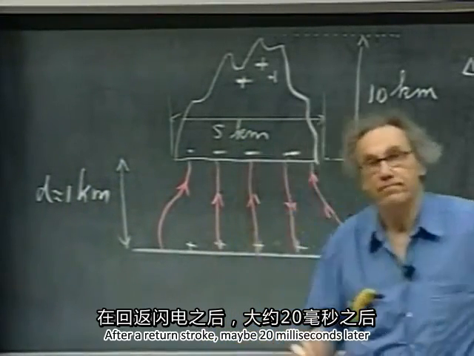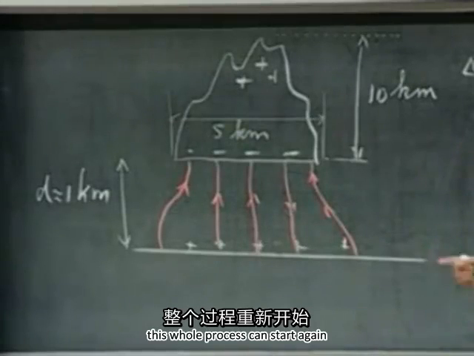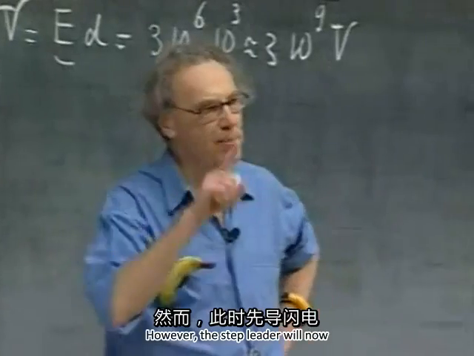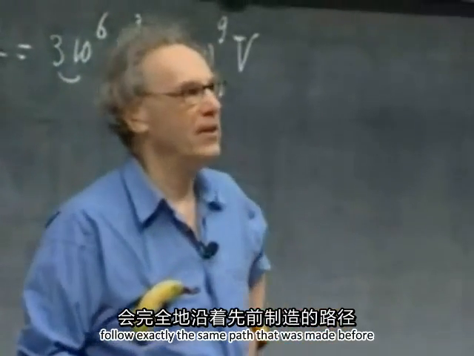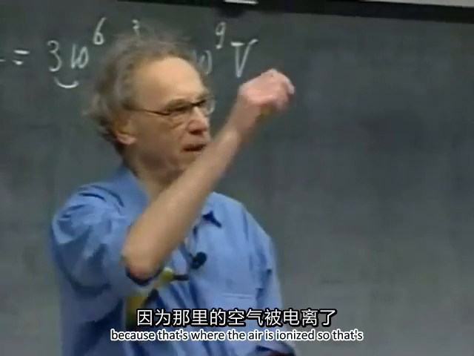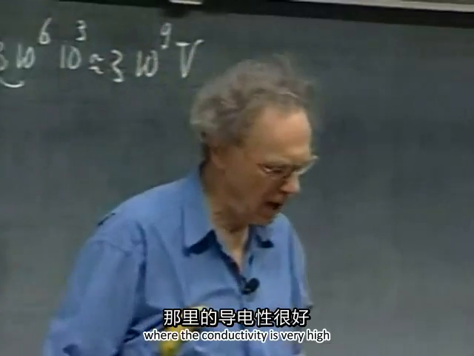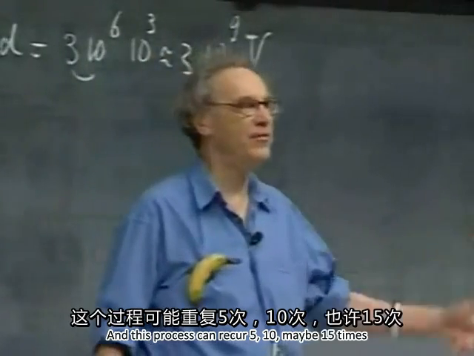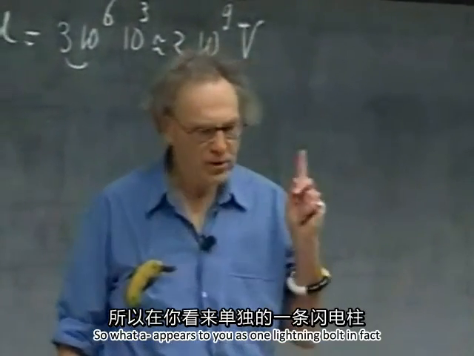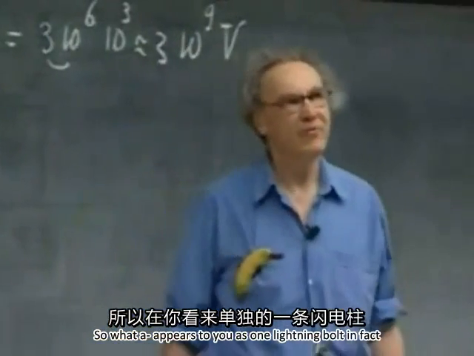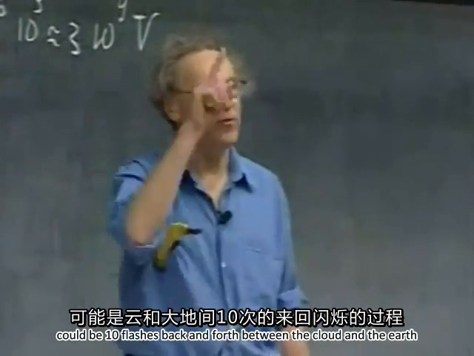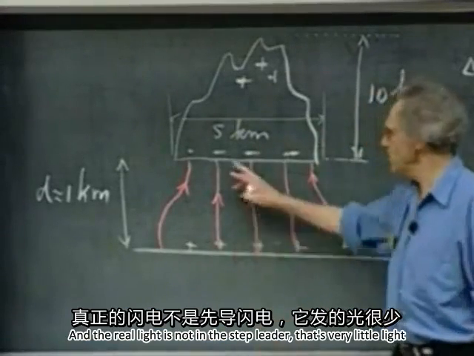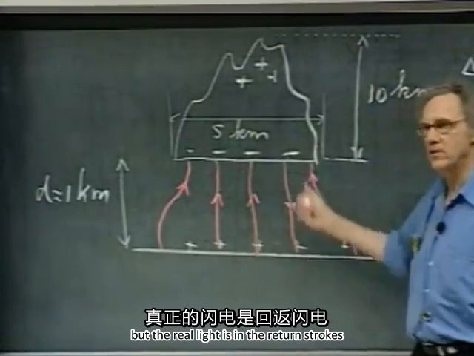After a return stroke, maybe 20 milliseconds later, this whole process can start again. You can get a step leader and you can get the return stroke. However, the step leader will now follow exactly the same path that was made before, because that's where the air is ionized, so that's where the conductivity is very high. So that's the easiest way to go. And this process can recur 5, 10, maybe 15 times. So what appears to you as one lightning bolt, in fact, could be 10 flashes back and forth between the cloud and the Earth. And the real light is not in the step leader, that's very little light, but the real light is in the return strokes.